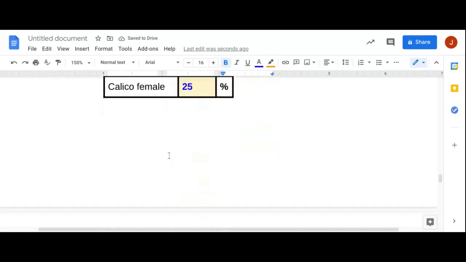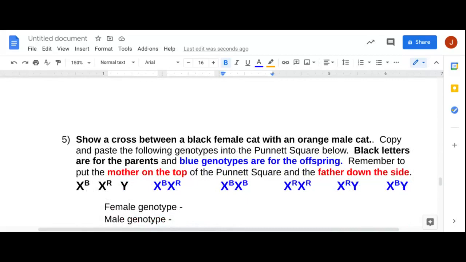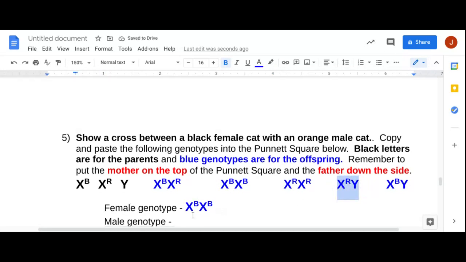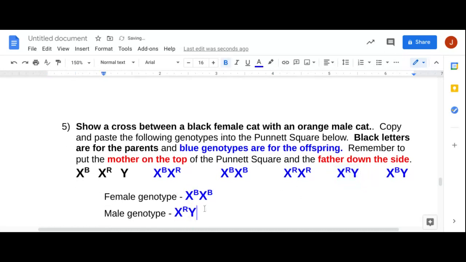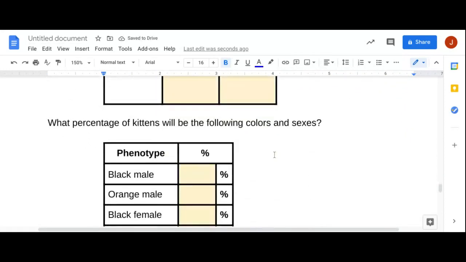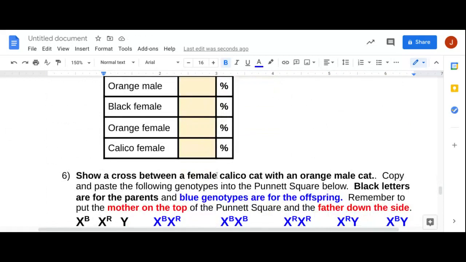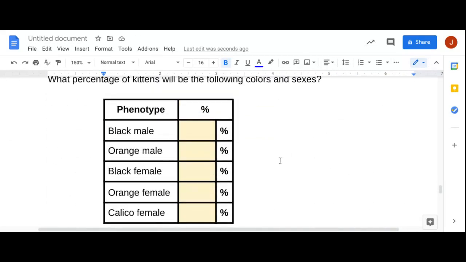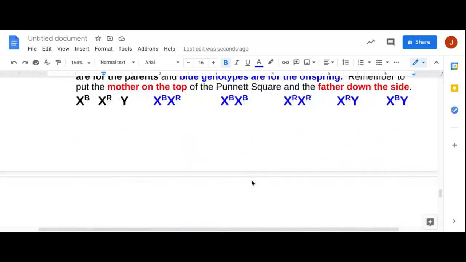So that is how you do the calico cat ones. Again, a black female cat, orange male cat. This is a black female. And an orange male cat is right here. Orange male, Control C, Control V, and then you would fill in your Punnett square again and do the percentage of kittens. Every time you're going to have at least one that's 0, because you have 5 kitten types and only 4 kittens that could pop up.